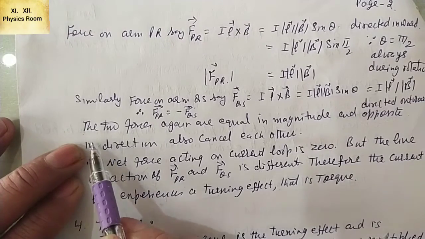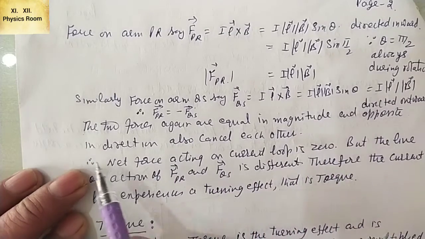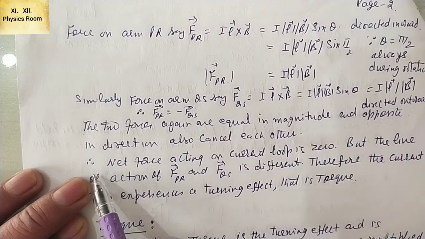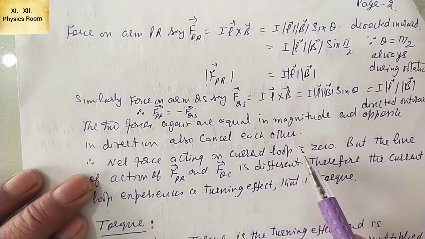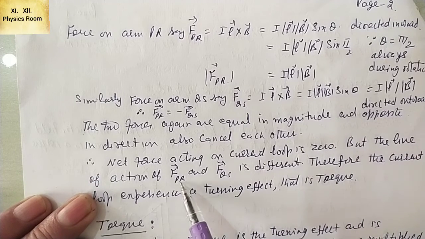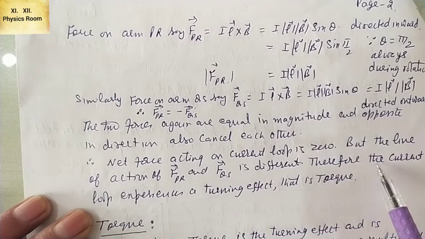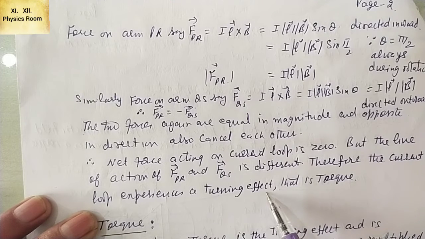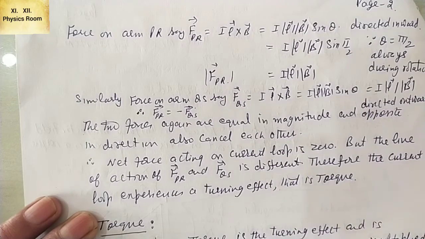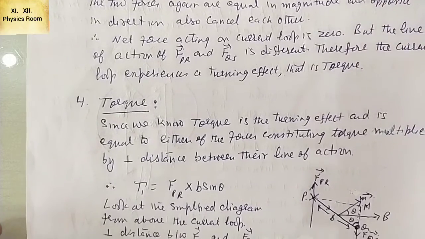Now the two forces again are equal in magnitude and opposite in direction. Therefore they cancel each other. Hence we can say the net force acting on current loop is 0. But here the line of action of FPR and FQS is different. Therefore the current loop experiences a turning effect, that is torque. Now we talk of torque.